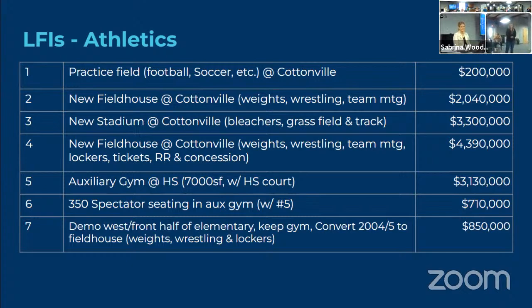With that being said, we have our practice field at Cottonville, which includes soccer and football and the additional sports. If you're unaware, our current practice field for our high school players is across the street. It's not even on school property. And then we have our new field house over at Cottonville, which includes the weight rooms, a wrestling room, and a team meeting room. We also have another option, a new stadium at Cottonville, which includes the bleachers, the grass, and the track and field. And then we discussed an auxiliary gym. Turns out, $3 million. So some of these things we started to tinker down and say, what's the most important right now that will make the biggest impact for our future athletes and students?